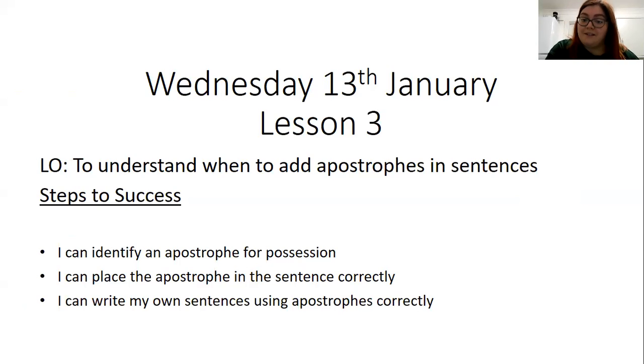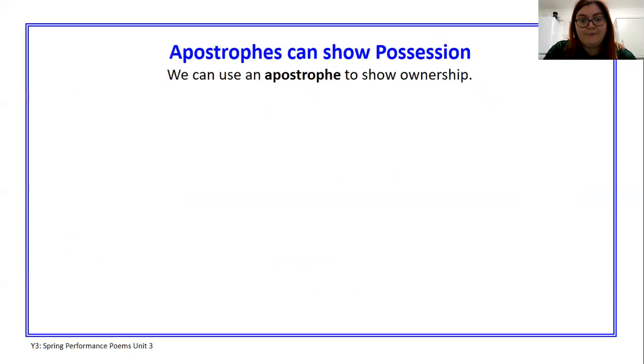So Wednesday, the 13th of January, lesson 3: to understand when to add apostrophes in sentences. Our steps to success are to identify an apostrophe for possession, I can place the apostrophe in a sentence correctly, and I can write my own sentences using apostrophes correctly. So the apostrophes that we're going to be looking at today are to show possession. When you own something, we can use an apostrophe to show ownership.